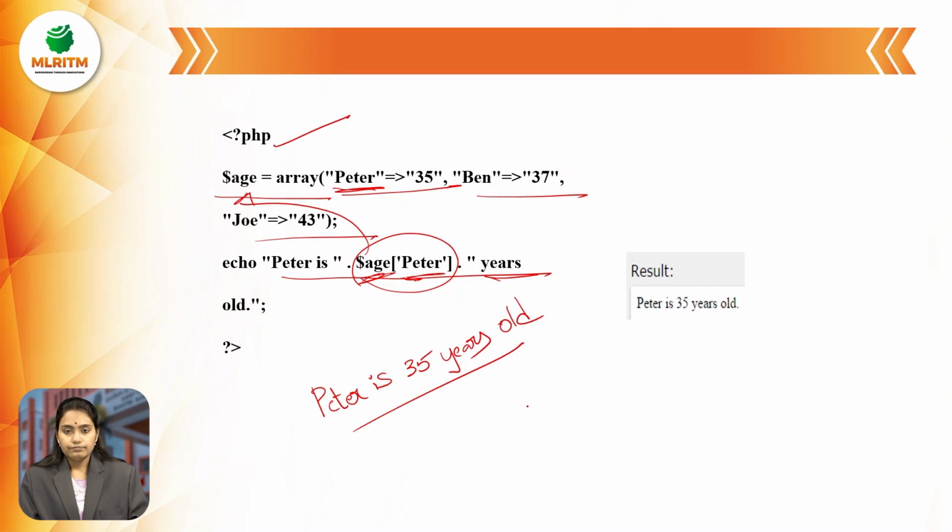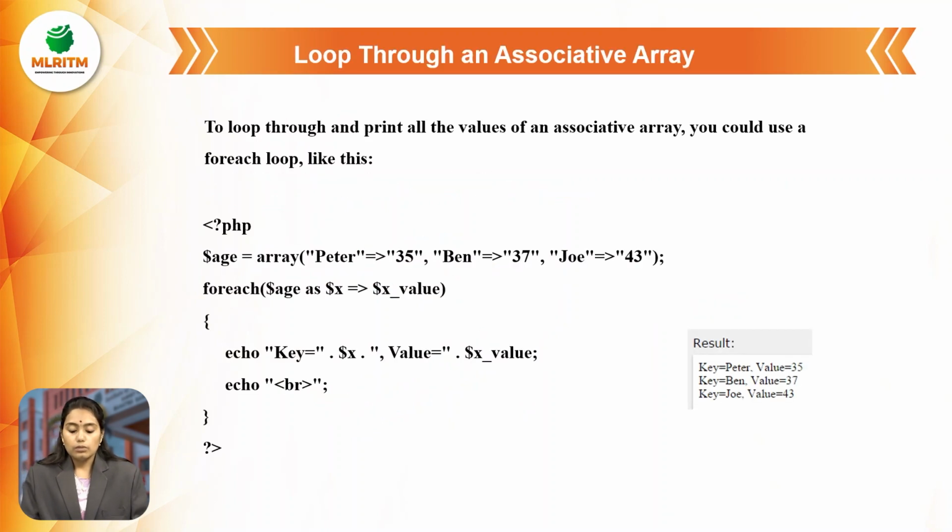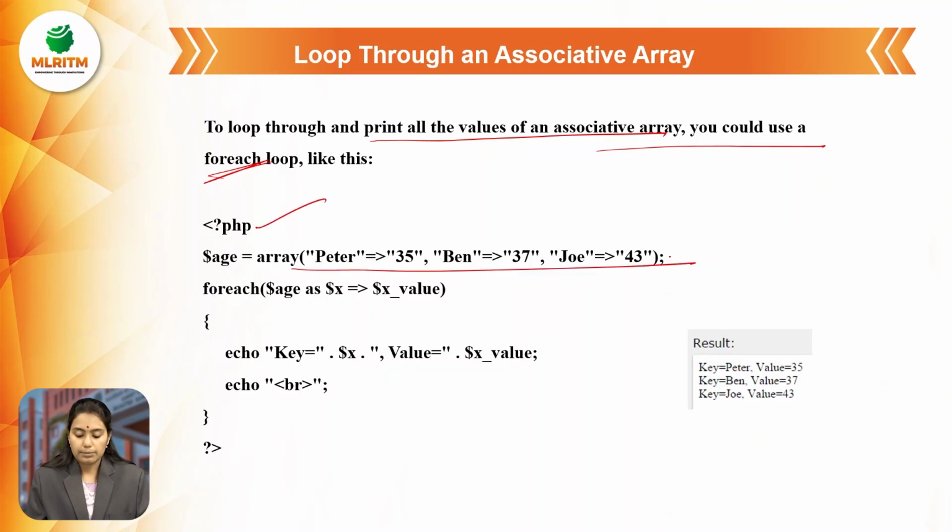Clear with this? Yes. Next, we will go through looping through an associative array. We have seen up to here the indexed array. Let's see with the associative array. To loop through and print all the values of the associative array, you could use a foreach loop. Which loop are we using? Foreach. So here we are declaring the PHP. We are declaring an array, foreach $age as $x => $y. That means the $y value should be equal to the value given.